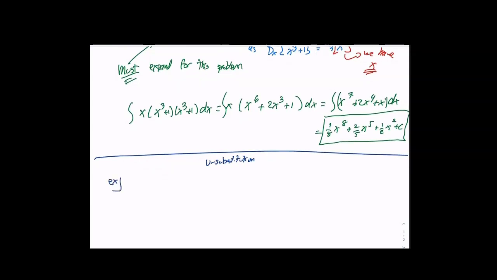So the first one that we're going to integrate is (6x squared minus 8x) over 5 times (x cubed minus 4x squared plus 1) to the 3rd power.